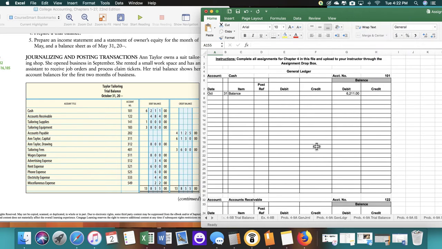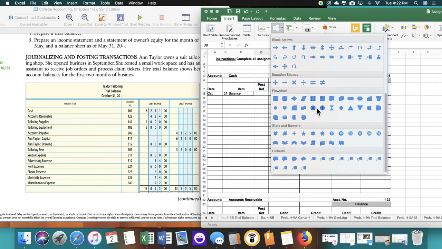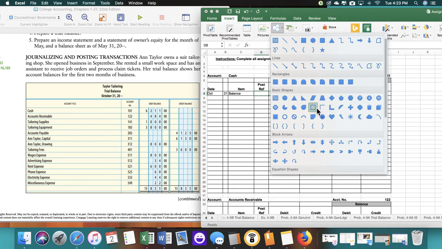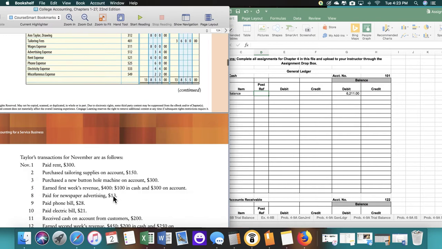Okay, now I have entered in all of the information from the trial balance. The post reference for the balance should be a check mark, but it is not as easy as it would seem to insert a check mark. I don't really worry about that. If you take a look at recently used shapes, lines, it'll be pretty tricky. So as long as you enter in the post reference for the rest of the assignment, that would be great. So we did part 1.